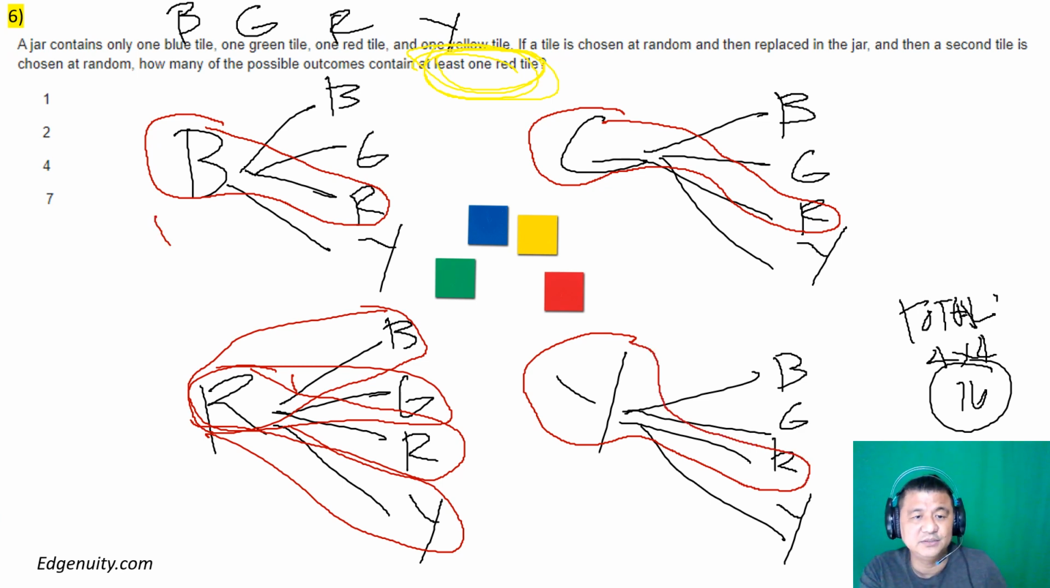So I have one. I have four for you. I have one and one. Add them up. 4 plus 1 plus 1 plus 1 is 7. All right.